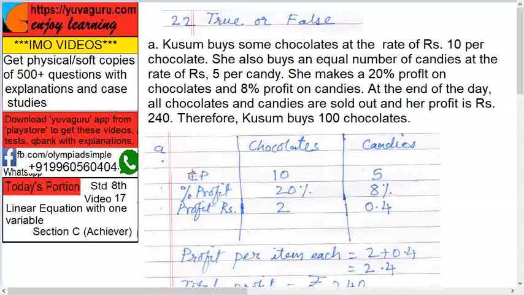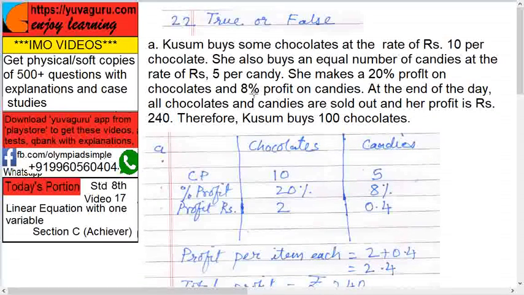Now what you have to do is find out the profit per piece in rupees. Okay. So how much will it be? 20% on 10 rupees. So it will be 2. 8% on 5 rupees. So it will be 40 paise, that is 0.4 rupees. Okay. Now this is the profit per chocolate and per candy. Now total profit she makes is 240. So if she sells one chocolate and one candy, the total profit she makes is 2 rupees plus 0.4, so 2.4. Right. So 2.4 rupees is the profit per chocolate and candy sold together.